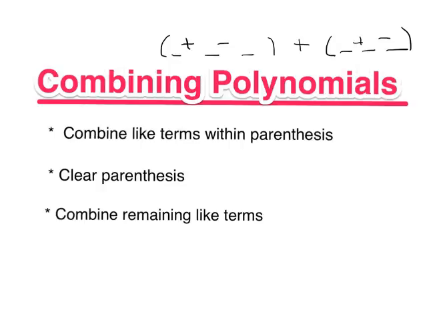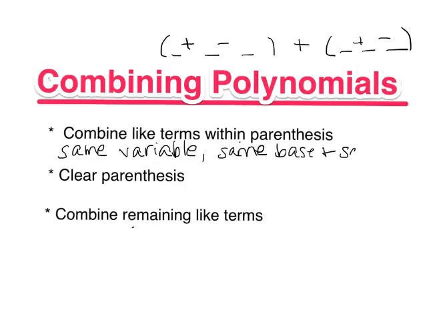The steps that you'll take to combine these would be first to combine your like terms. That's where you add or subtract your like terms together. Remember, like terms are the ones that have the same variable if you're talking about ones without exponents. And if you do have exponents, you need to have the same base and the same exponent.